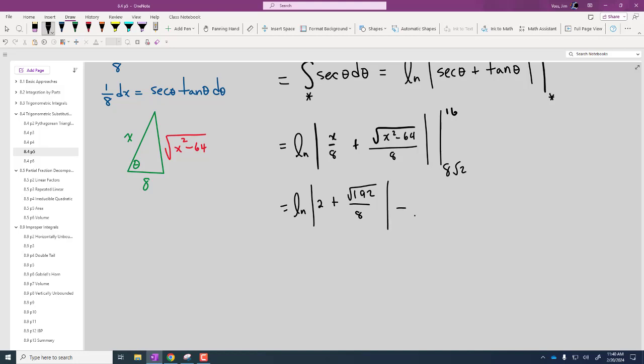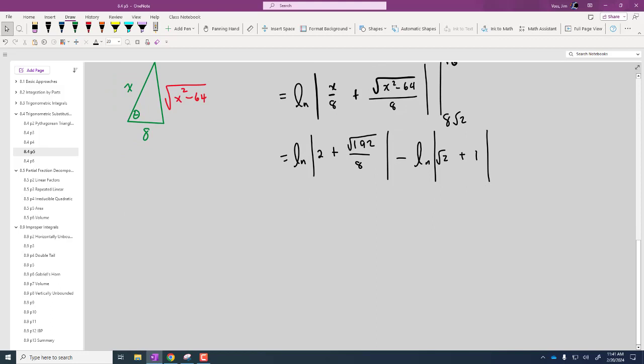Then we have to subtract off the natural log. Plug in 8 root 2, so we're going to have a root 2. And plug in 8 root 2 here. We're going to get 64 times 2, which is 128 minus 64. Isn't that 1? Yes, if I did my math right. Because you get 128 minus 64, which is 64, square root of 64 is 8. Agreed? Okay.